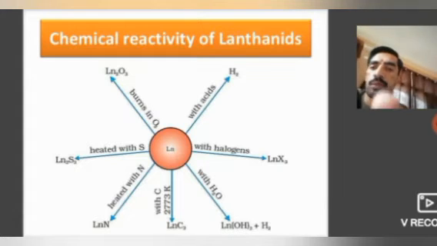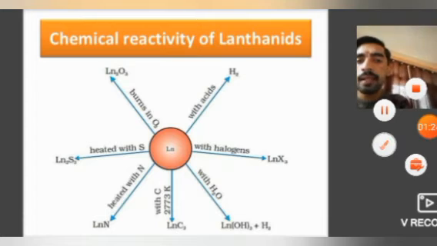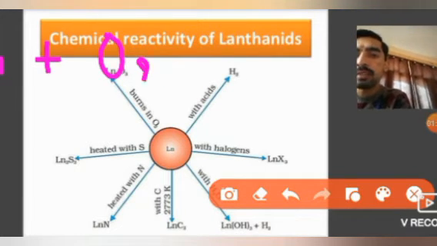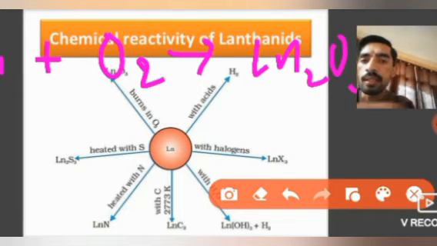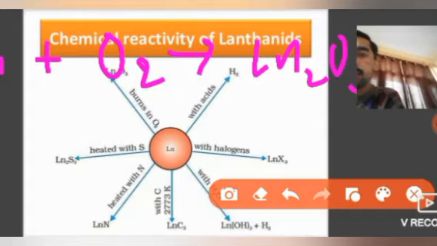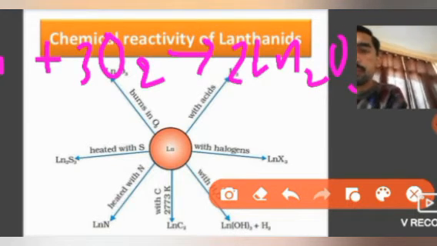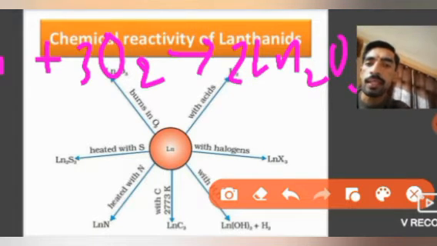You have to draw it this way also. It is very simple. Suppose a lanthanide reacts with oxygen, it will give Ln2O3. It means here 2 Ln, here it should be 3, so here 2 to the 4, so here we will write 4. Okay, so this way we can make the reaction.